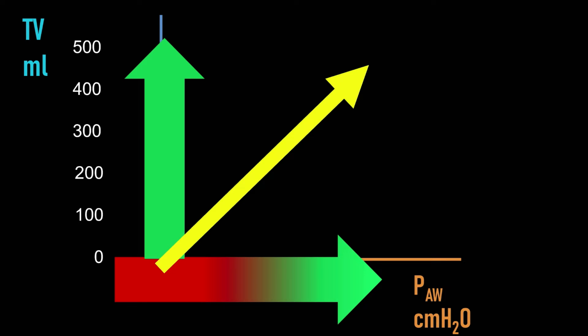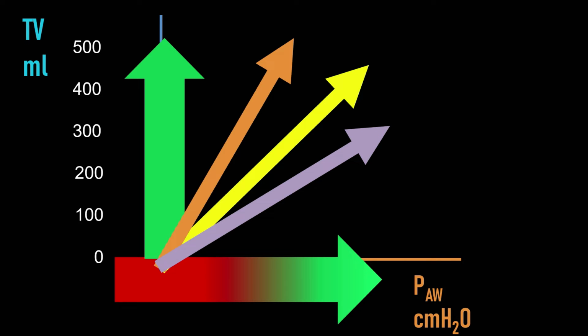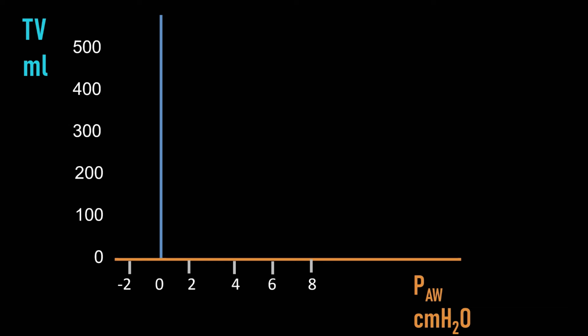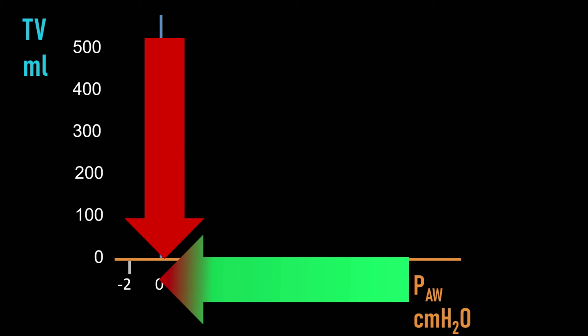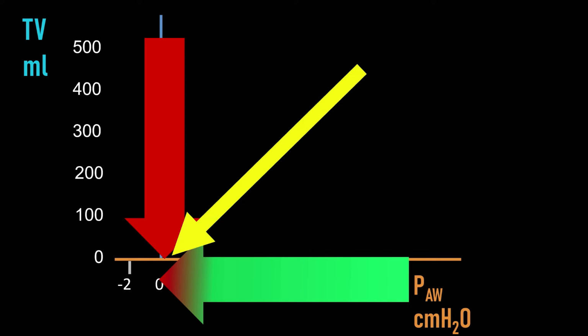If the lungs are more compliant, the inspiratory portion will look like this. And if the lungs or the total respiratory system compliance falls, the inspiratory curve will look like this. In expiration, the airway pressure falls and the tidal volume falls simultaneously. The expiratory loop goes in this direction.